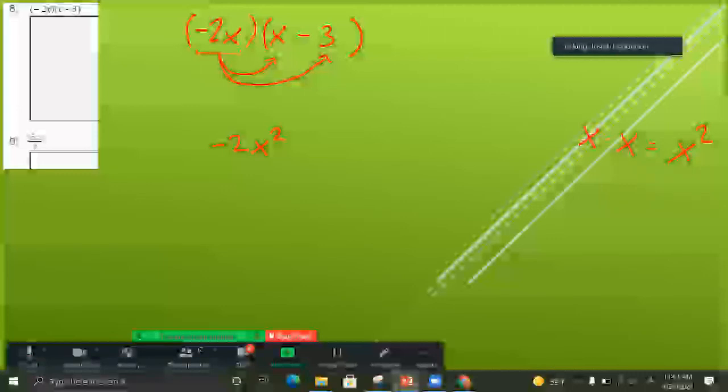Okay, now for the second multiplication, we've got negative 2x times negative 3. I'll write that on the right side. This time there's only one x. That's good. And we have two numbers to multiply. 2 times 3. They're both negative, so that's negative times a negative makes a positive. So we have 6x, positive 6x.